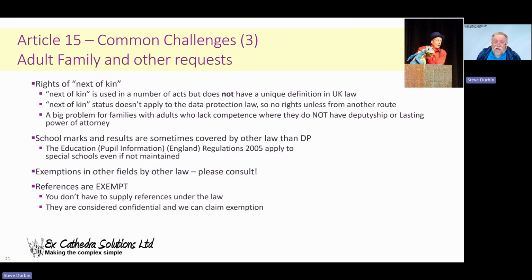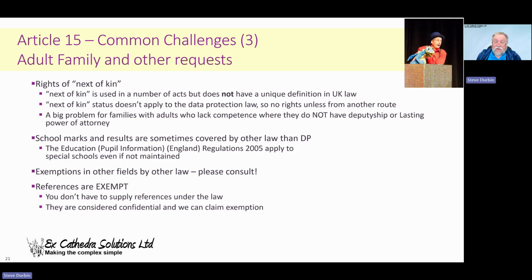One common thing we get is people saying, "Well, I've got a right to because I'm next of kin." Next of kin is not defined in data protection law anywhere, so it doesn't apply. This is a big problem, obviously, for values like competence I mentioned before. There's also things about school marks and results. There are other laws on that. So if someone's asking for school marks before they're released, there's law on that, so we need to look at that.